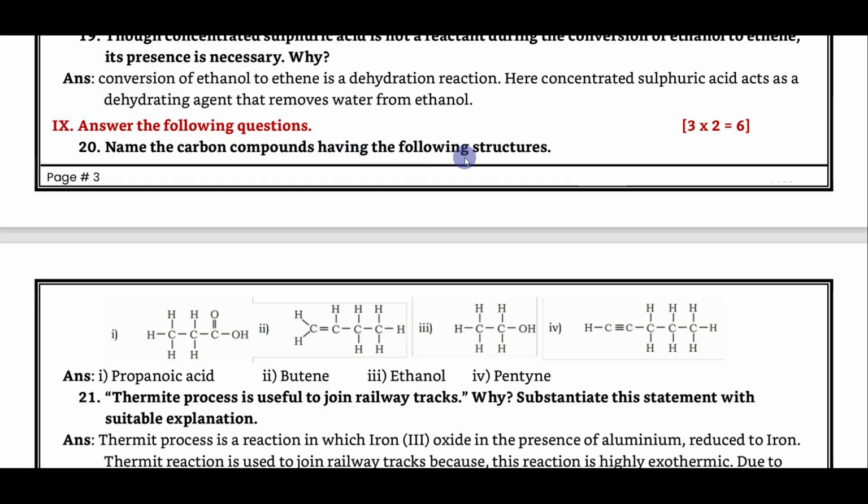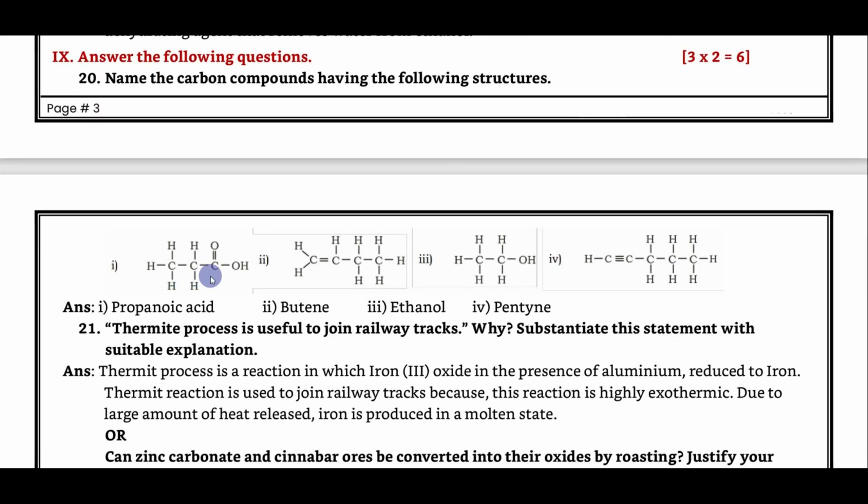Name the compounds having the following structures. First one: we have the functional group COOH, that is carboxylic acid, and we have 3 carbon atoms. Therefore, it is propanoic acid.